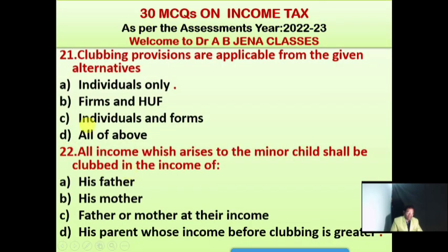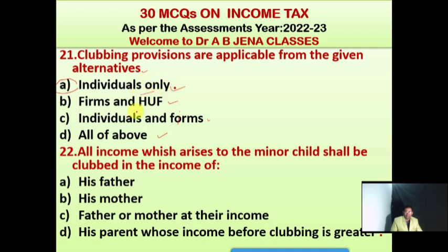So next one. MCQ: clubbing provisions are applicable from the given alternatives. Option A, individuals only. B, firms and HUF. C, individuals and firms. D, all of the above. So the right option is A, individuals only. So clubbing provisions are applicable to individuals only.